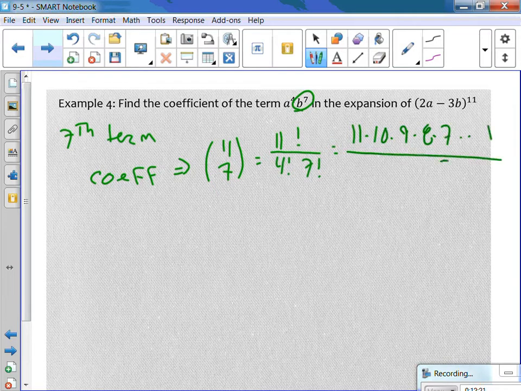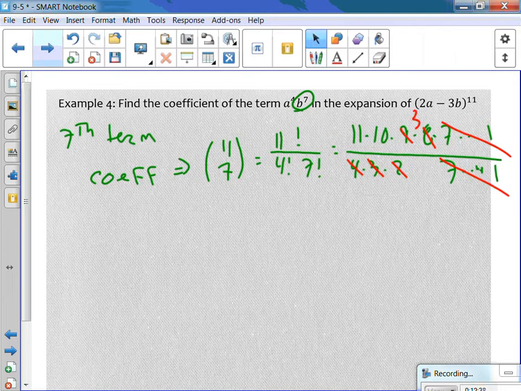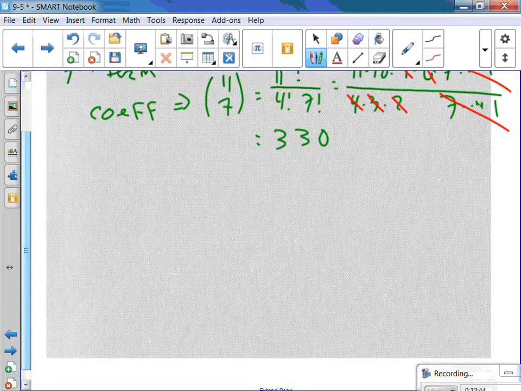And our 4 factorial, canceling and simplifying. 4 times 2 is 8. Once again, we have that 11 times 10 times 3, which we did previously, giving us a coefficient of 330. So we have our seventh term will be our 330.